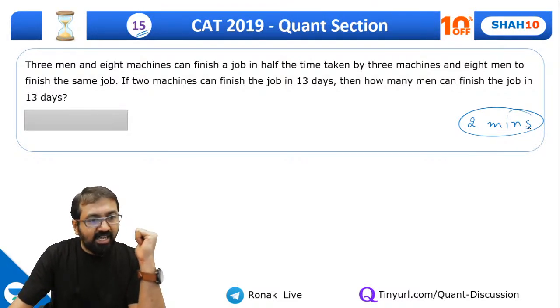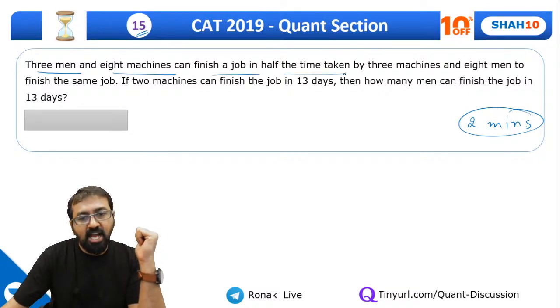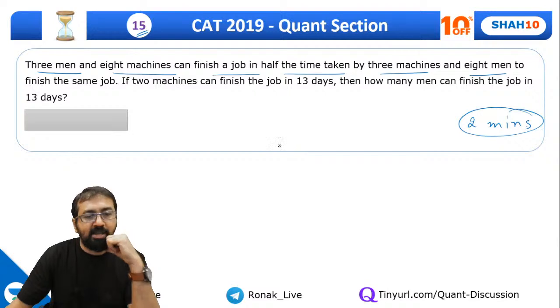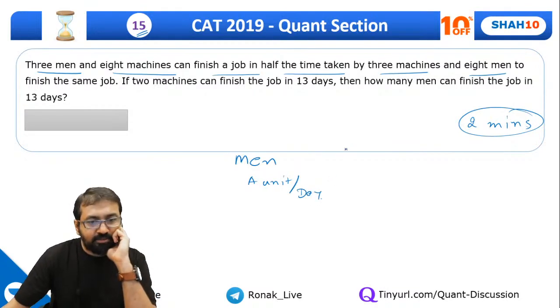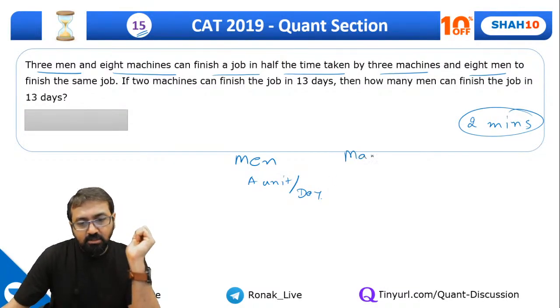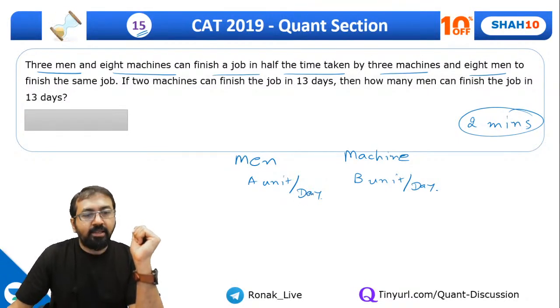3 men and 8 machines can finish a job in half the time taken by 3 machines and 8 men. So let me assume this way: a man does a unit work per day, okay? And one machine does b unit work per day. Okay, fine.